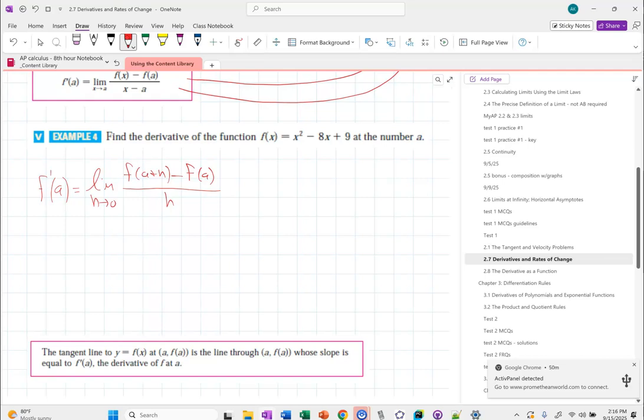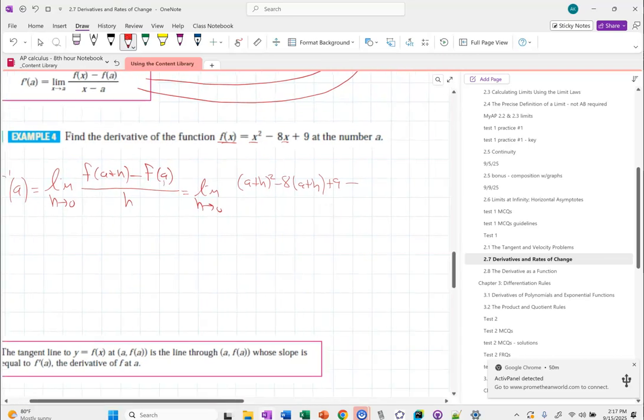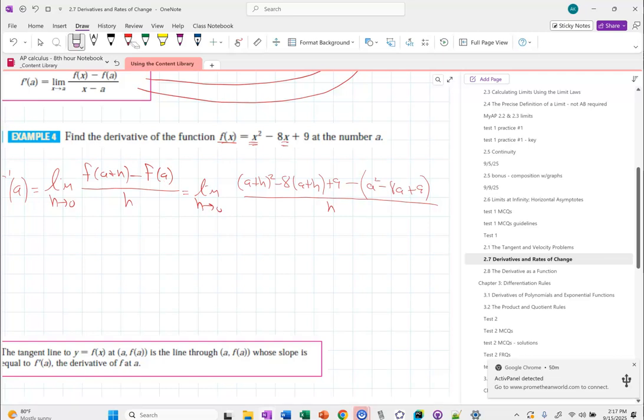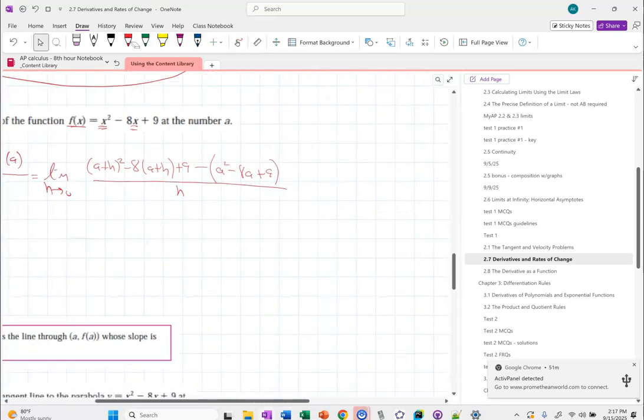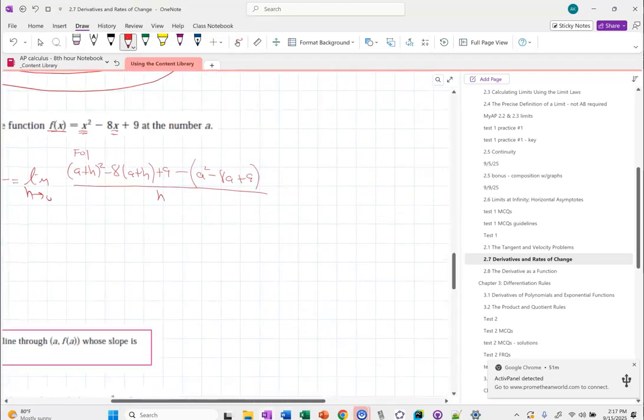All right. So we have this, right? So this is my f of x. So f of a plus h means I'm going to plug a plus h in for my x's, and then minus f of a, so I'm going to plug a in for my x's. Okay. Let's FOIL this out. Let's distribute this through and distribute that negative through.